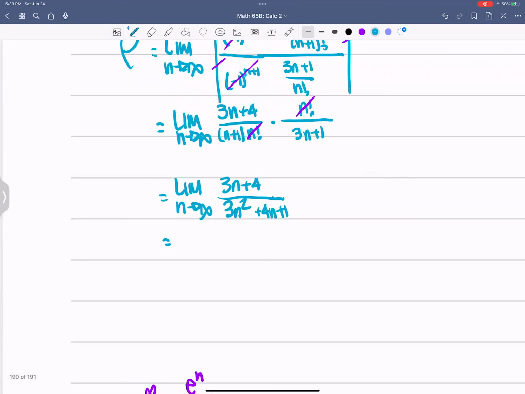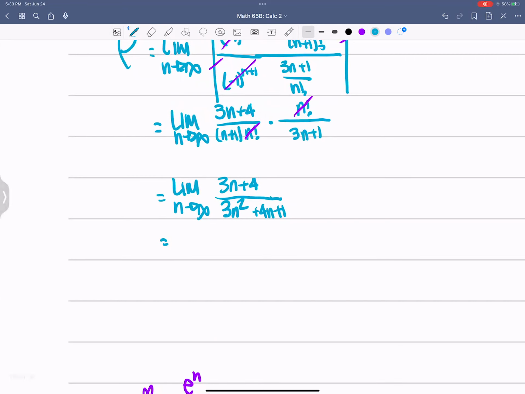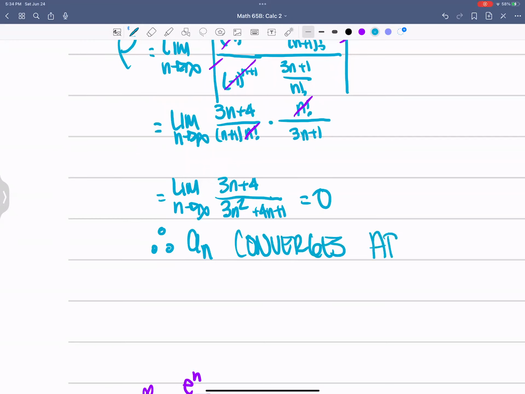And let's see. So as the numerator goes to infinity, the denominator also goes... actually no, the numerator, like if we were to divide all of this by n, the denominator would eventually go to infinity. So this ends up going to 0. And because it goes to 0, this is absolute convergence, or converging absolutely. A sub n, we have converges absolutely.